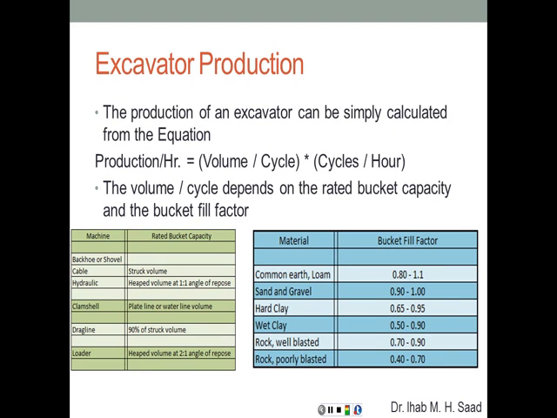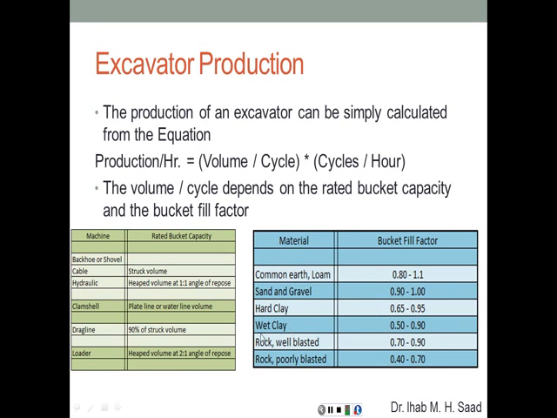Now, based on the material itself that we're going to carry inside that bucket, the finer the grain of that material, the more volume we can carry. Of course, the coarser the grain, the less volume. So we can see here, for example, for common earth or loam with very fine particles, the bucket fill factor is going to be anywhere between 0.8 to 1.1 of the capacity or the size of that bucket. For sand or gravel, it's going to be anywhere between 0.9 and 1. For hard clay, 0.65 to 0.95. For wet clay, 0.5 to 0.9.